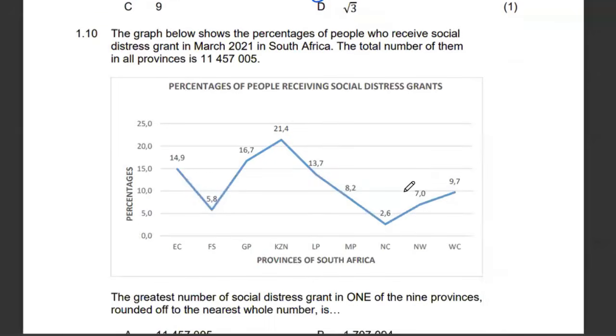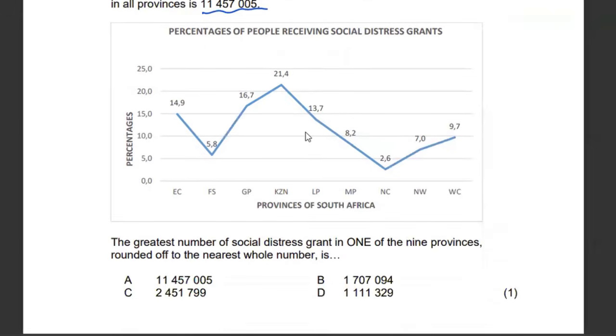And then lastly, the graph below shows the percentages of people who receive the distress grant. The total number of all the provinces was this much. Okay, so we're seeing percentages: Eastern Cape, Free State, Gauteng, KZN, and so on and so forth. They're telling us to find the greatest number of distress grants in one of the 9 provinces, rounded off to the nearest whole number. So we know that the highest percentage is this 21.4.